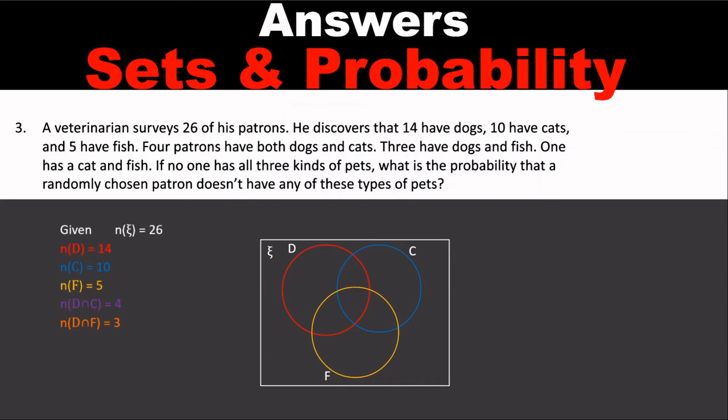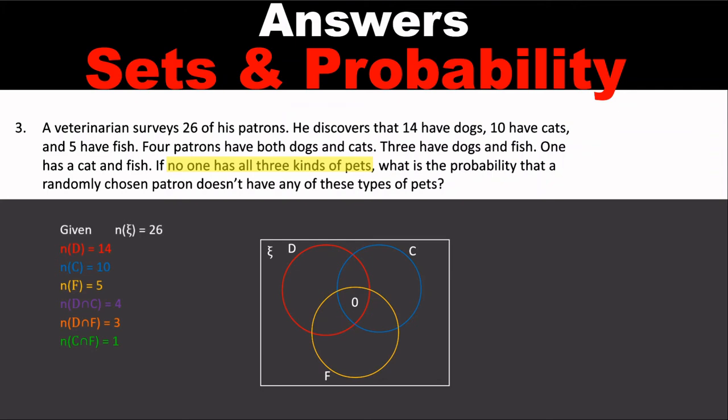1 has a cat and a fish. If no one has all 3 kinds of pets, the intersect of all 3 is 0. What's the probability of a randomly chosen patron not having any of these types of pets? Let's fill in our Venn diagram.